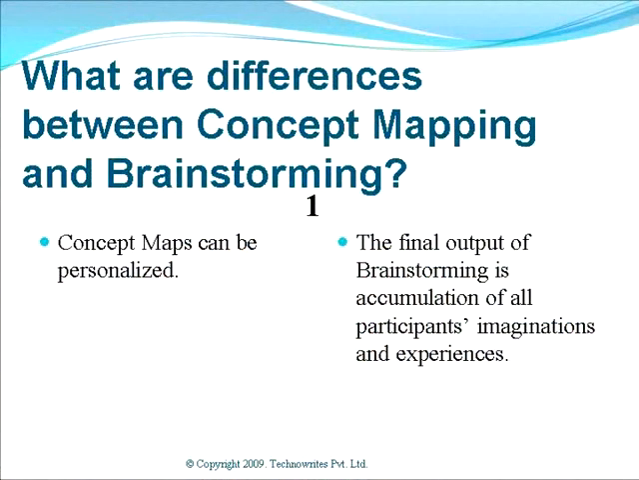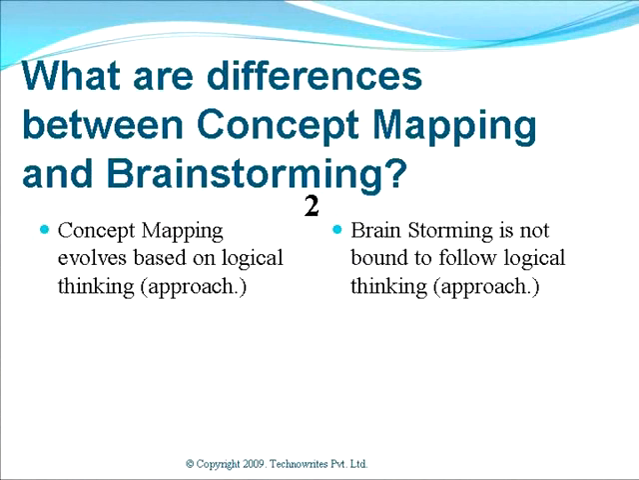We already talked about brainstorming and concept maps. Let's do a quick comparison of concept maps and brainstorming. Let's look at the slide. Concept maps can be very personalized, whereas the final output of brainstorming is accumulation of all the participants' thoughts, ideas and experiences. Let's go to the next slide and the next point. Concept mapping evolves based on logical thinking, whereas brainstorming is not necessarily supposed to follow logical thinking. In fact, in brainstorming many times we follow random thinking or illogical thinking, or I would say even out of the box thinking. Sounds cliche, but yes, out of the box thinking is very important for brainstorming.